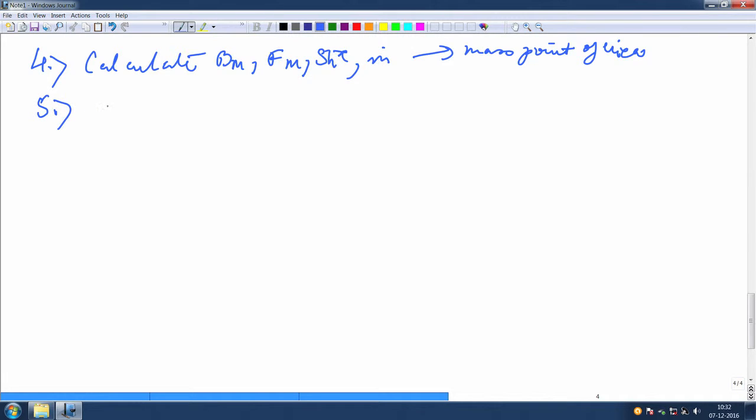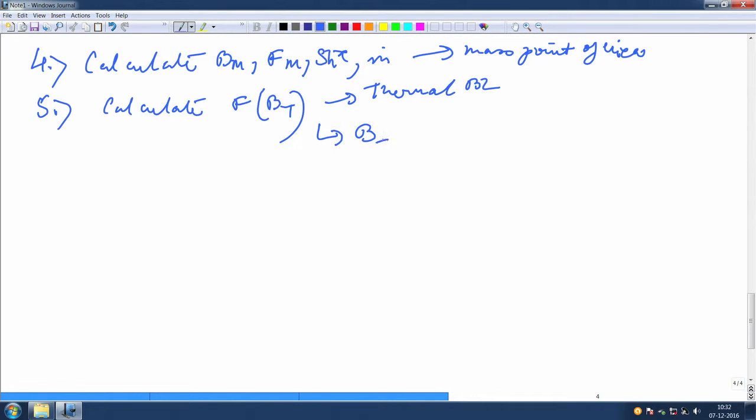Then step 5, you calculate F_BT, that means the correction factor with respect to B_T, which is the thermal boundary layer equivalent, using B_T old from the previous time step. You are discretizing it in terms of time. So, whatever the B_T value was at the previous time step, you use it to estimate what this F factor will be.